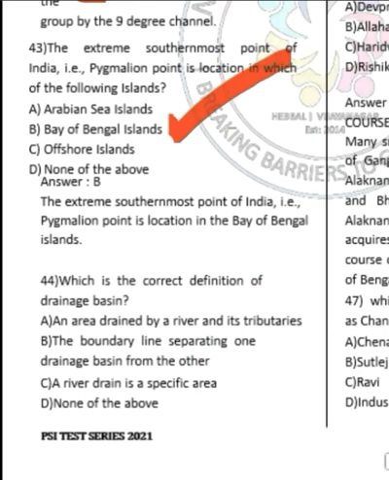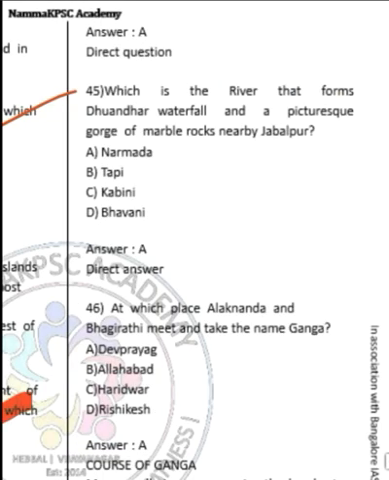Question number 44, it is asking which is the correct definition of drainage basin. Answer here is an area drained by river and its tributaries. So a straightforward fact. Question number 45, it is regarding Dhuandhar waterfall. So a famous characteristic of Dhuandhar waterfall is it is made up of marble rocks. So the question is asking which river creates the Dhuandhar waterfall. Answer is option A, Narmada. So it is a general knowledge fact.